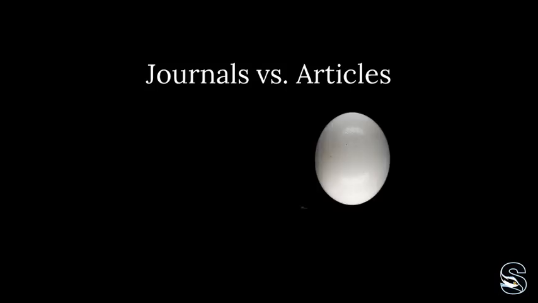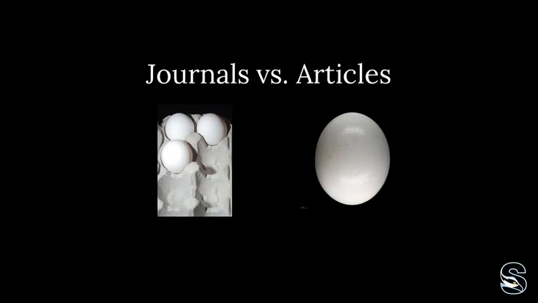Think of it like buying eggs. A supermarket doesn't typically sell loose eggs, it packages them all together for sale in a carton. An issue of an academic journal is like that carton. This concludes our look into different publication formats.